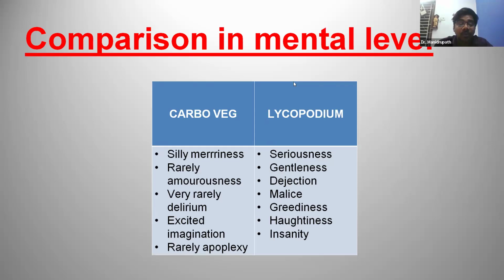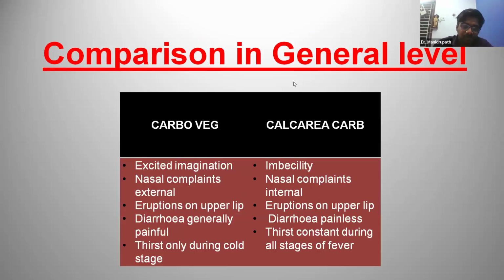Comparison at the mental level. Carbo veg is very silly, but lycopodium has a lot of seriousness. Carbo veg is rarely sexual; there is a lot of gentleness you can see there. Very rarely delirium in carbo veg, excited imagination, rarely apoplexy. But in lycopodium, a lot of malicious, greedy insanity, dejection, want for power, love for power. Lycopodium is almost all political leaders.